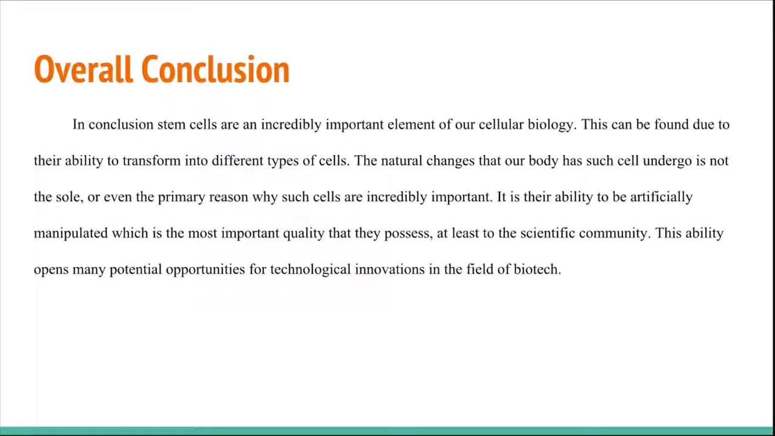In overall conclusion, stem cells are an incredibly important part of our cellular biology, and this is due to their ability to transform and become different types of cells. This has also sparked much interest in the biotech community, and as such, they have made significant developments in the fields of medicine and in several other fields with these cells. And I predict, personally at least, that these stem cells as a whole will become a very important part of the future, especially in the biotech community.